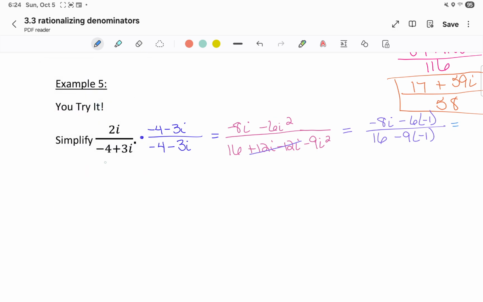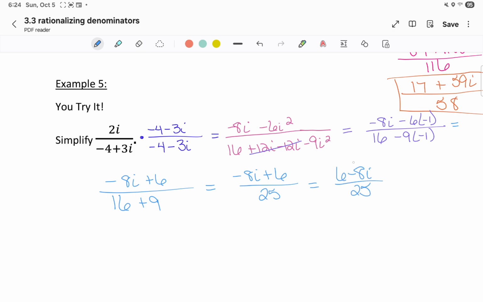And then we have negative 8i plus 6 over 16 plus 9. And we have then negative 8i plus 6 over 25. And of course, we need to rearrange that just a little bit. 6 minus 8i over 25. That one will not reduce. So that is your final answer.